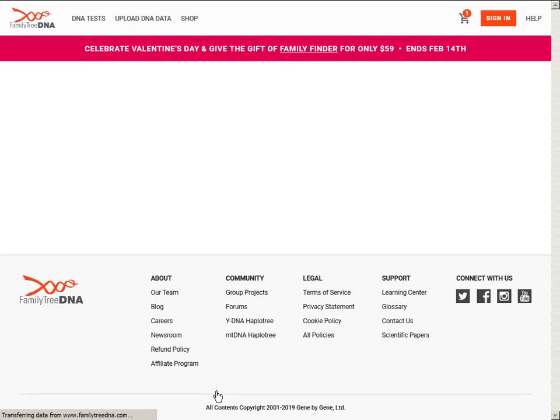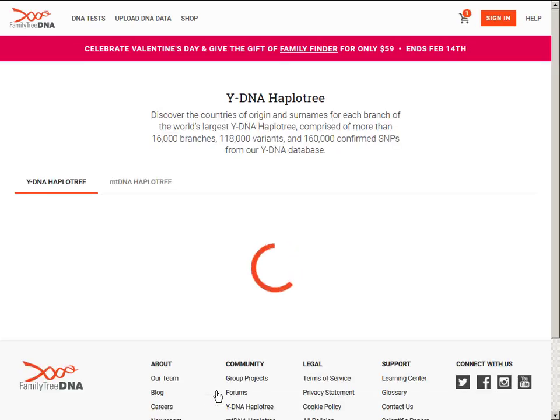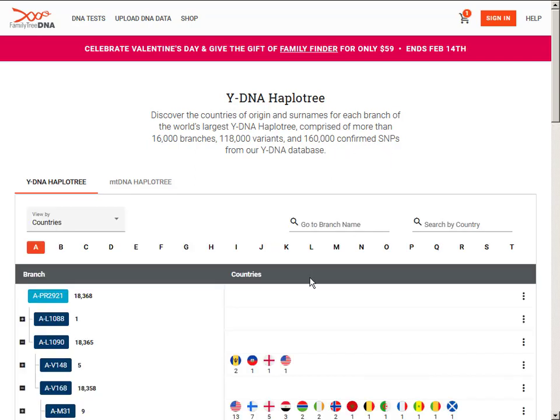So let's look at what that tree with 18 branches has become over decades of analysis of the Y chromosome. There's now 16,000 branches, 118,000 variants, 160,000 confirmed SNP mutations, and it takes forever to load up, but eventually it loads up. So across the top you have the original haplogroups up to OR, and S and T have been added in since that early version.